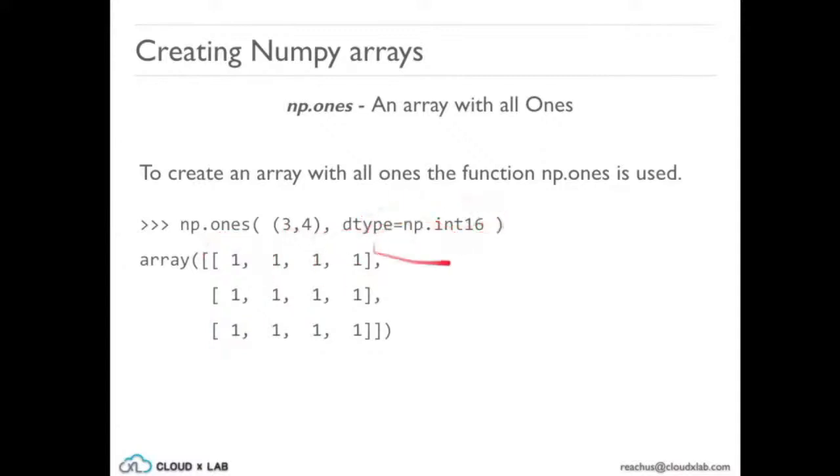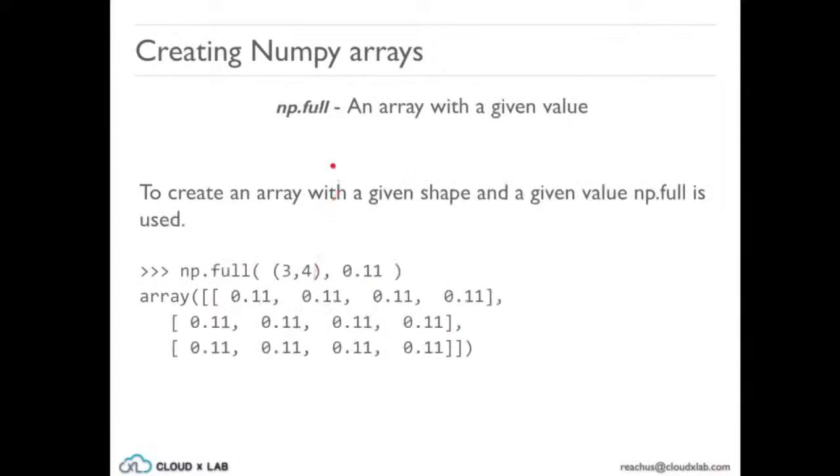The type of the variables you have defined, call it to be an integer 16. That's an option which you could do. Now the other option you have is you don't want zeros, ones, but you have a fixed number. That's also easy to do. You can use something called np.full, and here we have done np.full, again created a 3 by 4 matrix where everything is put with 0.11. And all these options are very easily available. You can just do that by default.